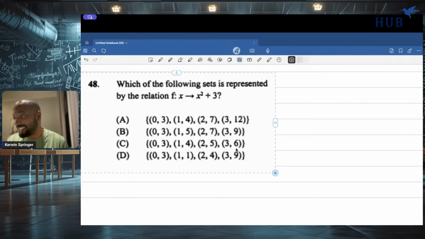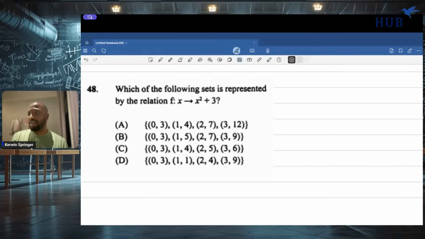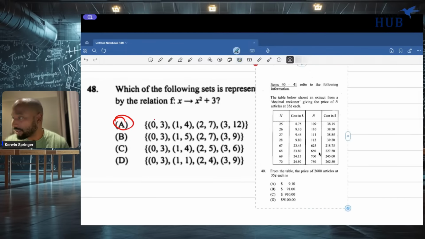Which of the following sets is represented by f of x is x squared plus 3? Squared is plus 3. 2 squared plus 3, 3 squared, 9 plus 3. A is the answer. We go no further. Basically, you just want to square the first number and add 3 and see if it works out to be the second number.